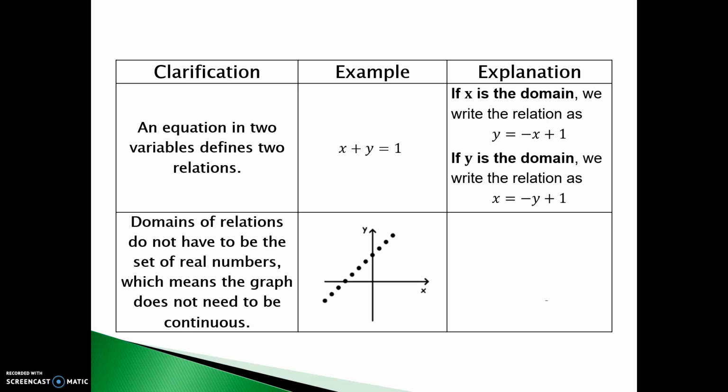Another thing that needs clarifying is that domains and relations do not have to be the set of real numbers. So it means that the graph does not have to be continuous. In this graph, notice that these are all points on a line. Typically we want to connect those points. But if that is the graph that we're given, we can't connect those points because that's adding in points, and we don't know that. Looking at that graph, the domain seems to be the set of integers, and we can't say that for sure because we don't have a scale on the x-axis. So again, we don't have to connect those dots unless the function tells us to do so.